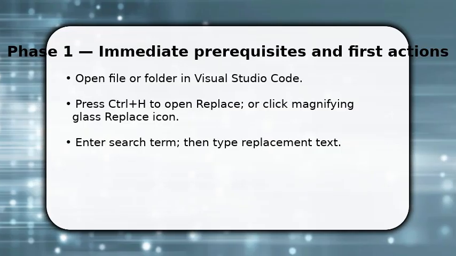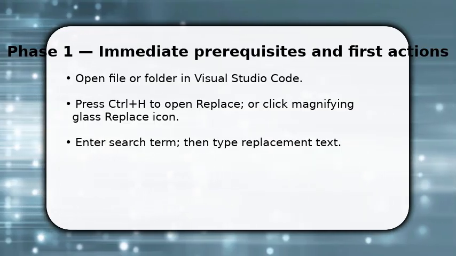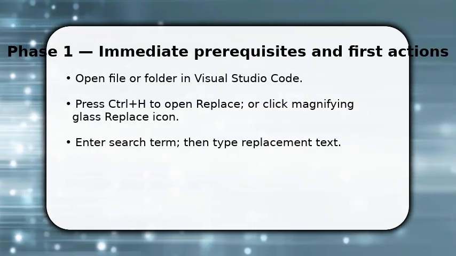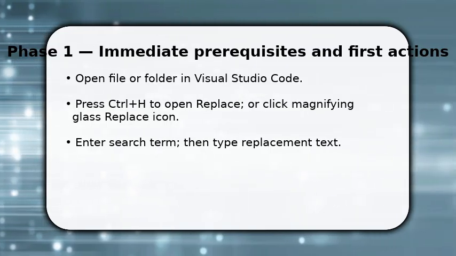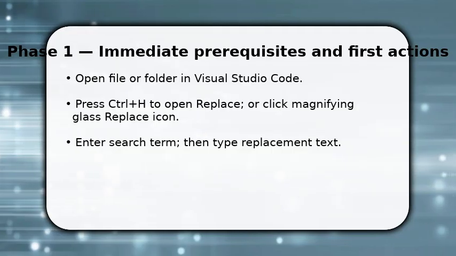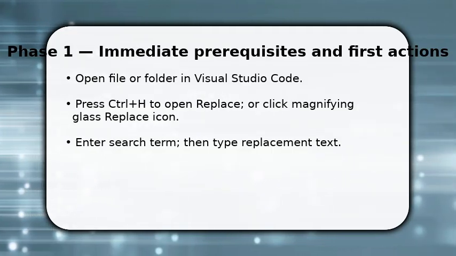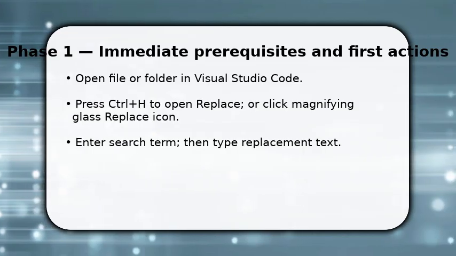You begin inside the file you want to edit. Open the Replace panel now with Ctrl+H so you can act immediately. Once open, type the word to find in the left box and the new word in the right box. Make sure to toggle case sensitivity or whole word if you need precise matches.